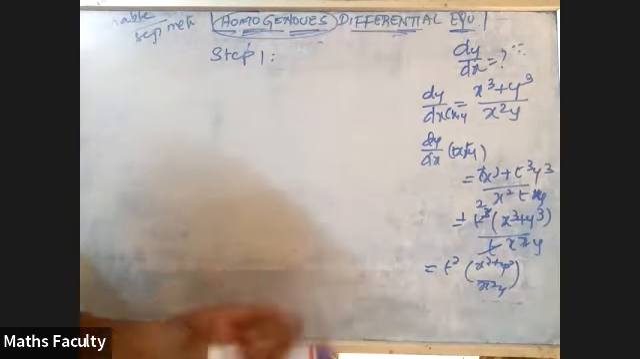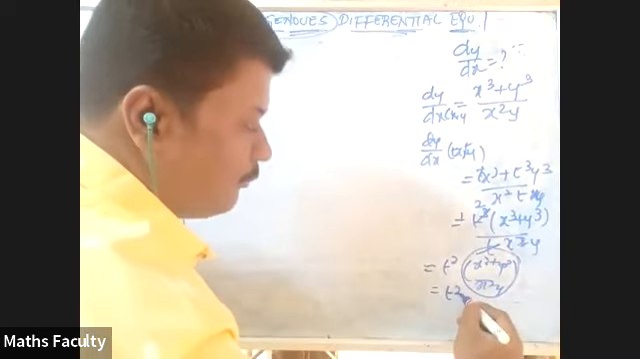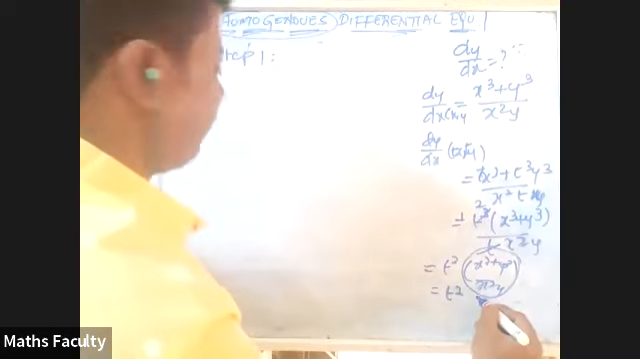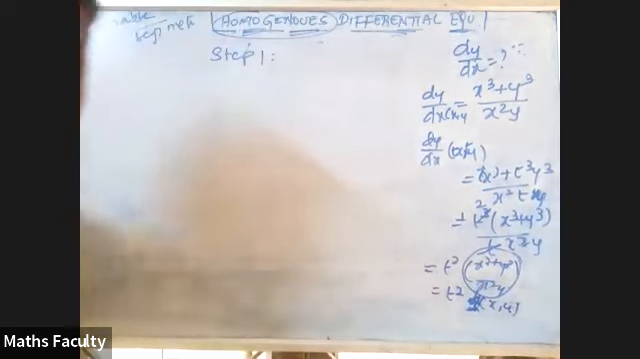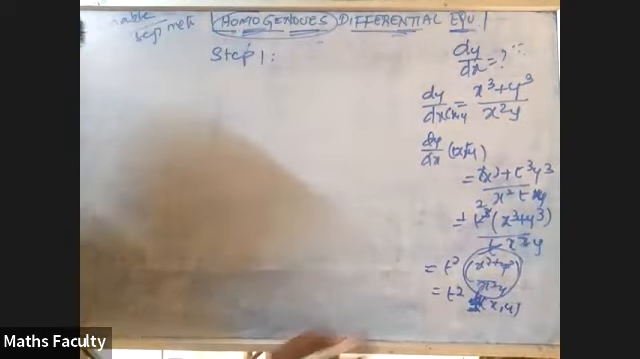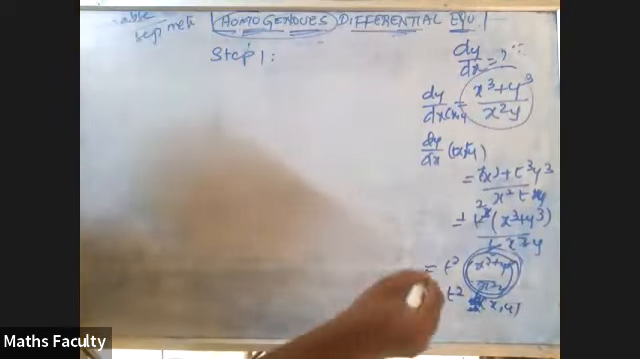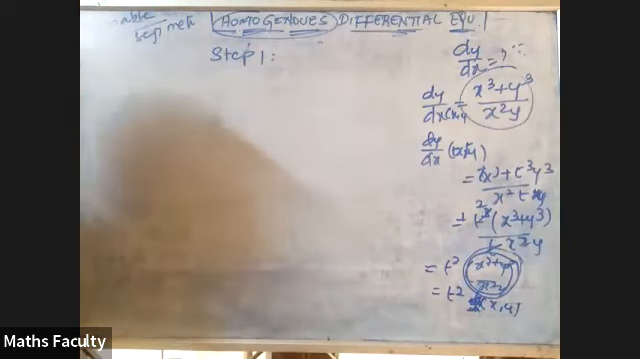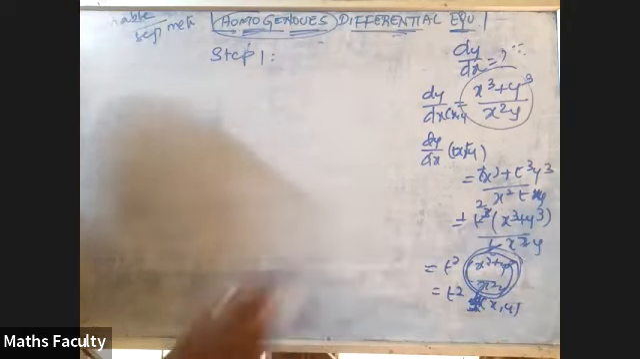The homogeneous one you can find separately, but for this there is one way. This is of the form dy by dx equals f of x comma y. Then we get x cube plus y square, x square by y again. So what can we say? This is a homogeneous function of degree 2. This is a homogeneous differential equation of degree 2.